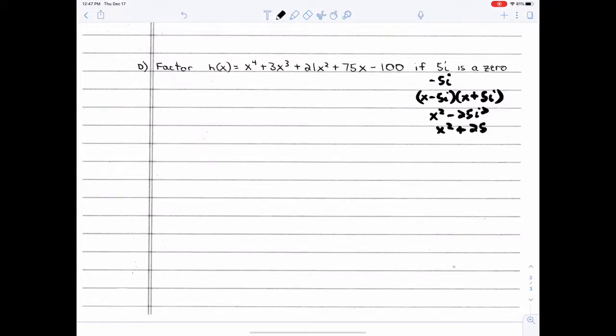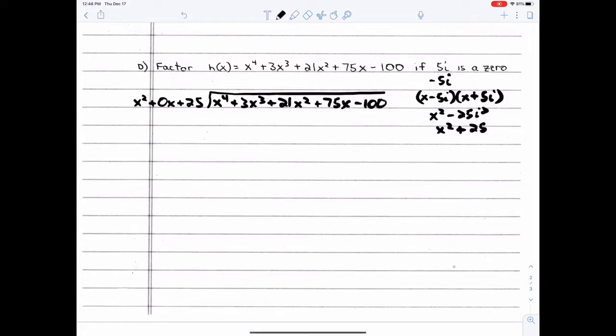Okay. So what's the divisor? x squared plus 0x, right, because we're missing the x term, plus 25. And then what's the dividend? The dividend is x to the 4th plus 3x cubed plus 21x squared plus 75x minus 100. All right, let's just do it.